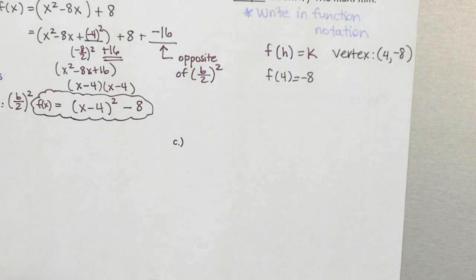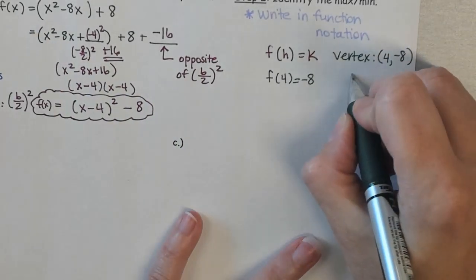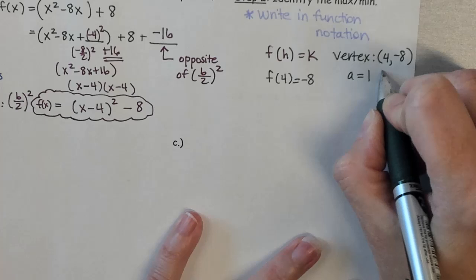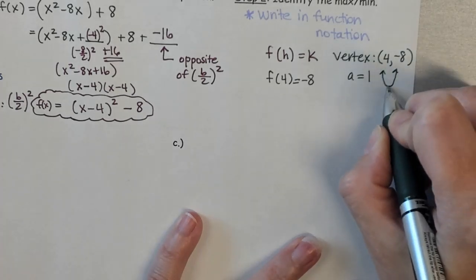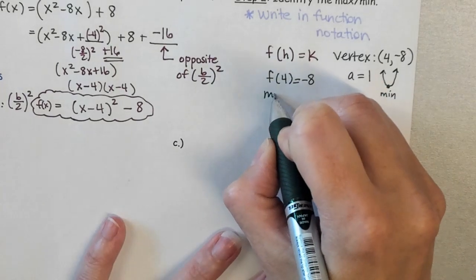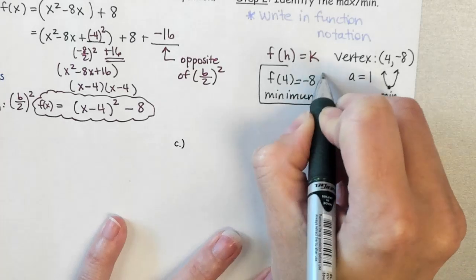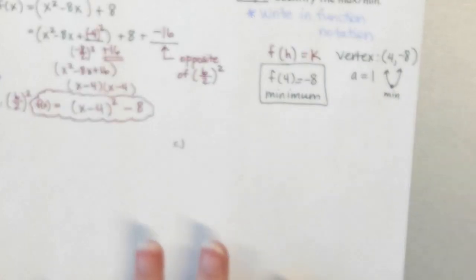And then you have to tell me if it's a maximum or a minimum. Okay, so our a value is 1. If a is equal to 1, it's positive, so that causes a what? Minimum. So your final answer is just going to be this. F of 4 is equal to negative 8, and it's a minimum.